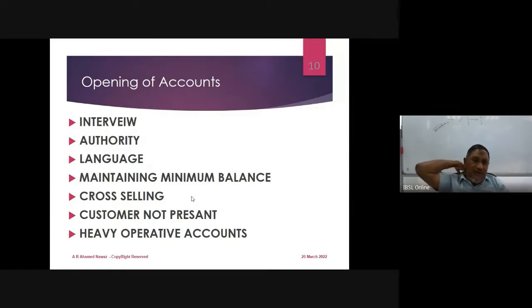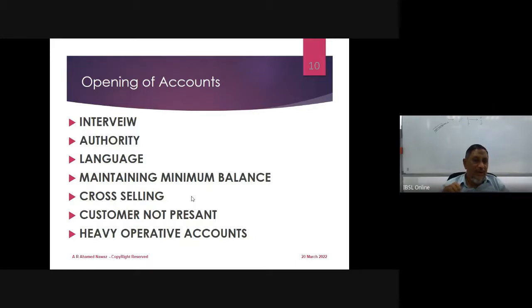Yes, opening of current accounts. First, before opening an account, we should have an interview with the prospective customer. Why is that? For a current account, there are certain basic requirements, legal requirements. The purpose of opening the account has to be verified very carefully. These are central bank guidelines.